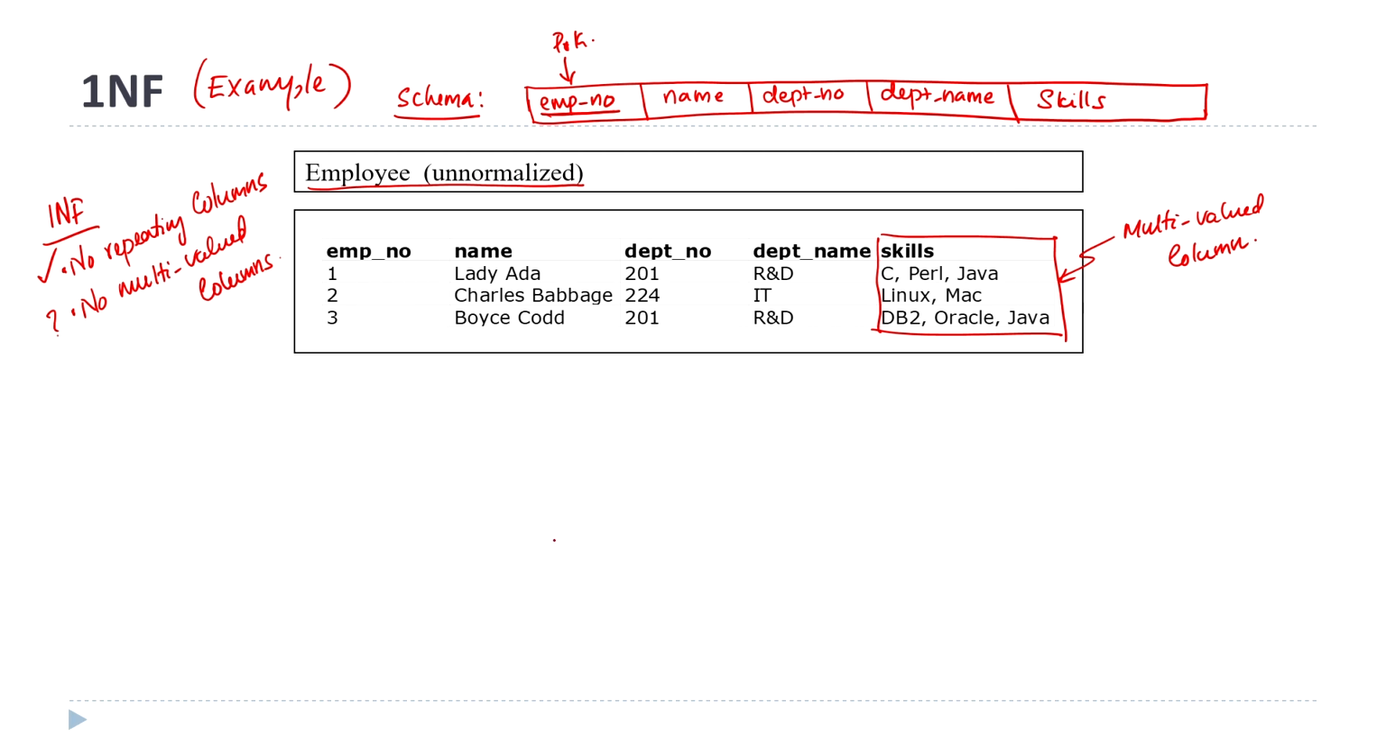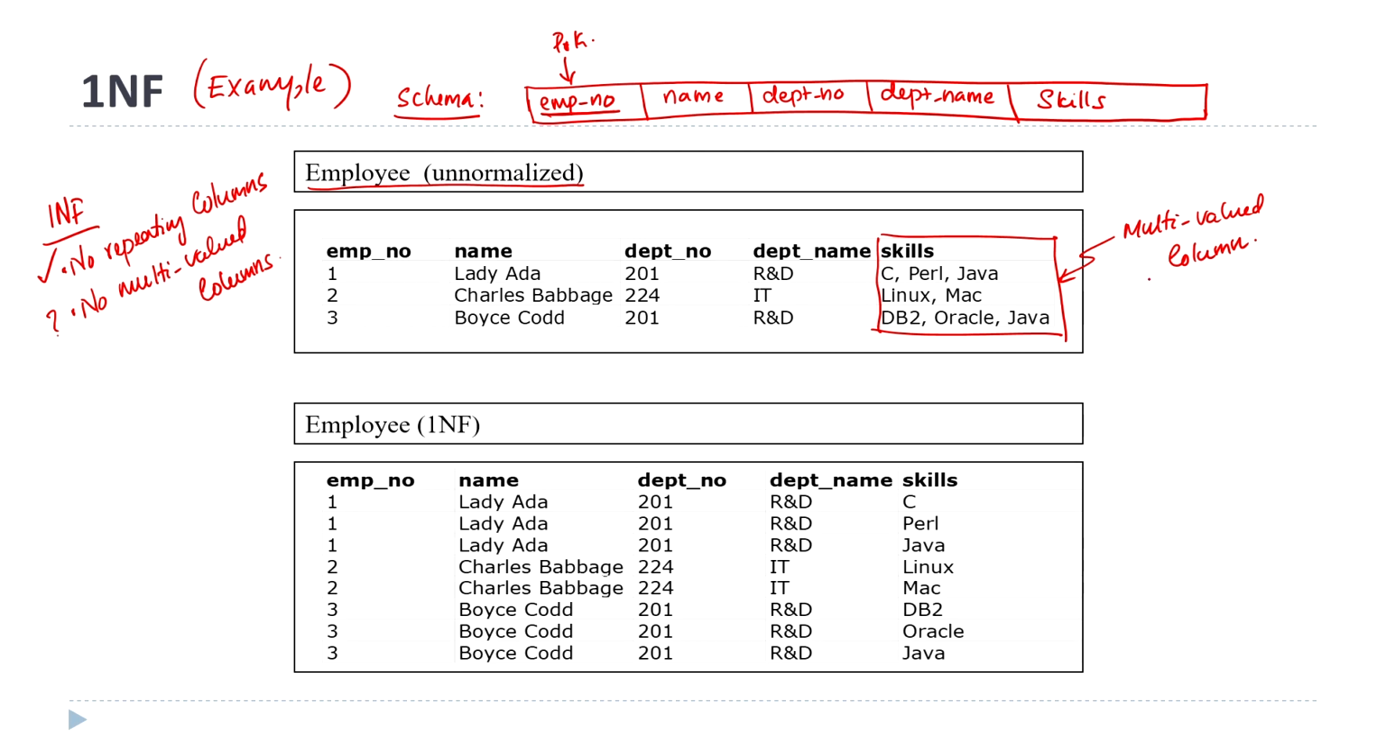So, how do we make this into first normal form? The way is to remove this multi-valued column. The resulting table in 1NF will look something like this: employee number, name, department, skill. You will see employee number 1, employee number 1, employee number 1, Lady Ada, all these details are repeated where the skills are different. So, by normalizing, only this column got simplified.